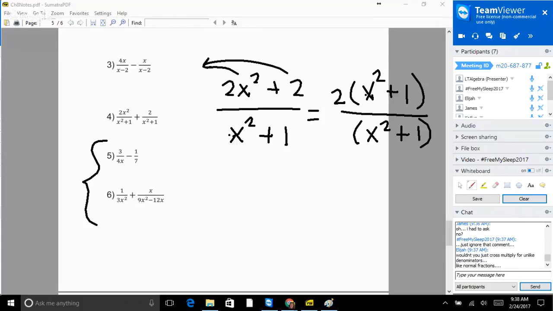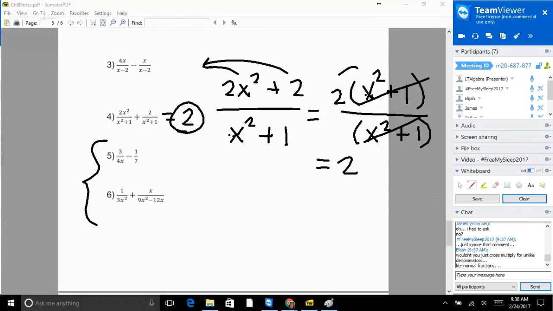Okay, can I cross these out? And then I'll get to Elijah's comment. Can I cross these guys out? I can, because it's multiplying, right? 2 times this over this, so I can cross this out. So this actual expression equals 2. Doesn't matter what you put in for x, you're always going to get 2.